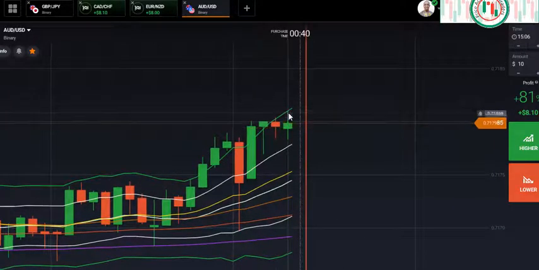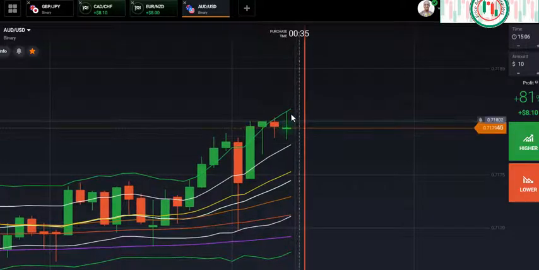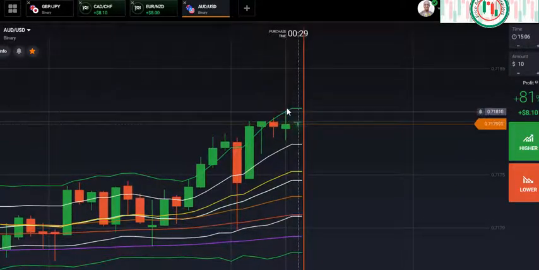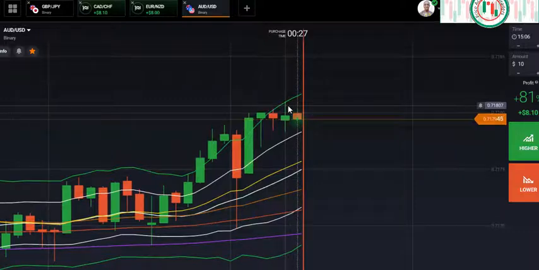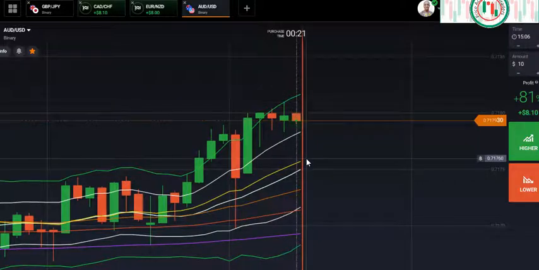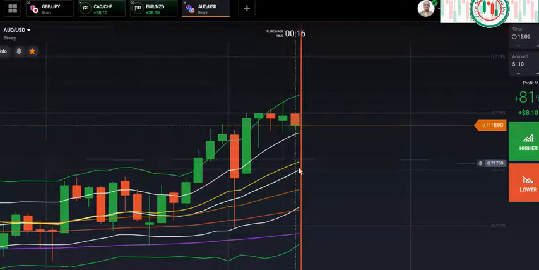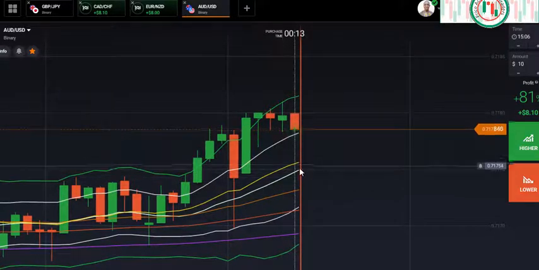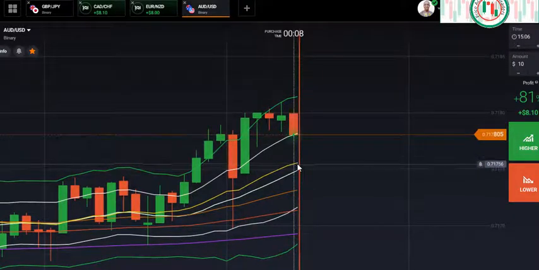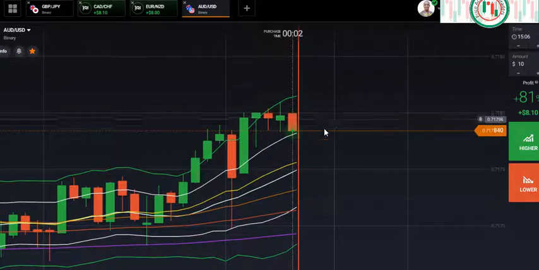Yes, and it's rejected from the Bollinger Band. This candle rejected from the 2 deviation of the Bollinger Band. So I'm not sure, this candle may come down. Yes, and the 20 EMA is trying to reverse. The 20 EMA is showing that the market will reverse, but I will not go against the trend.